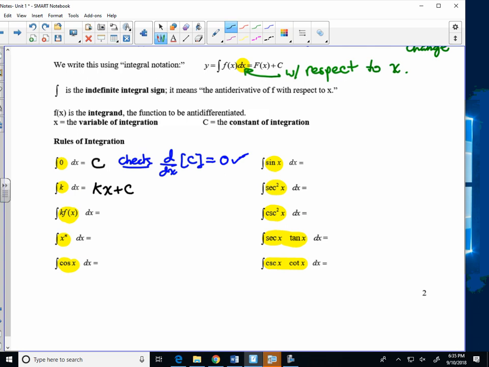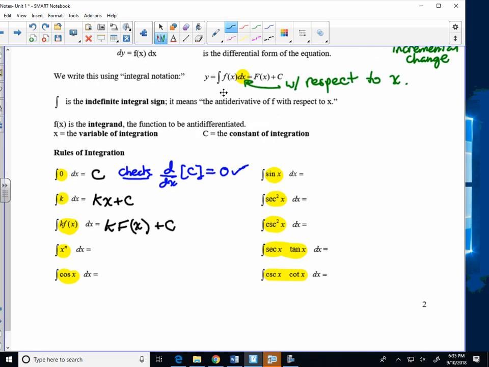K lowercase f of x. What would the antiderivative of that be? K of x, K f of x, but this time capital, plus c. And that's the one thing I kind of glossed over. Just kind of hidden there. If I take the antiderivative of lowercase f of x, we write it as capital F of x. There is a hierarchy there.